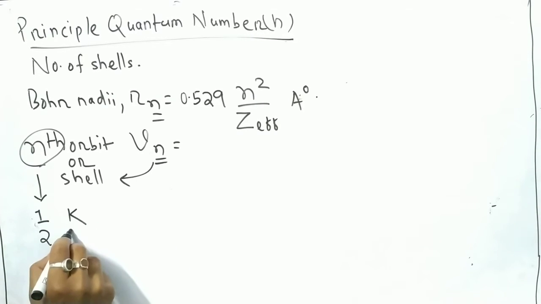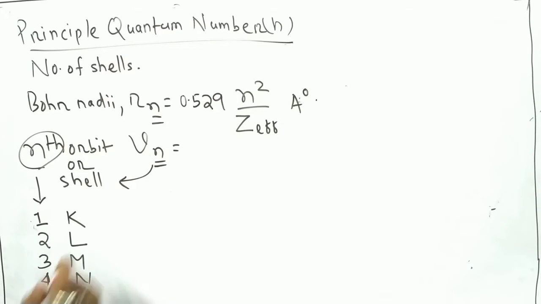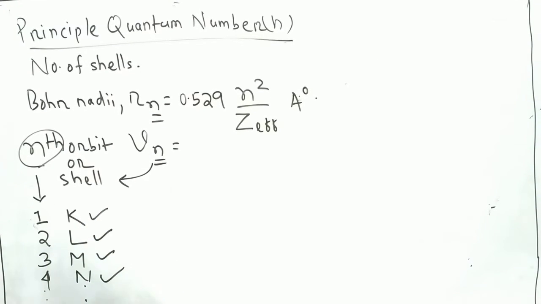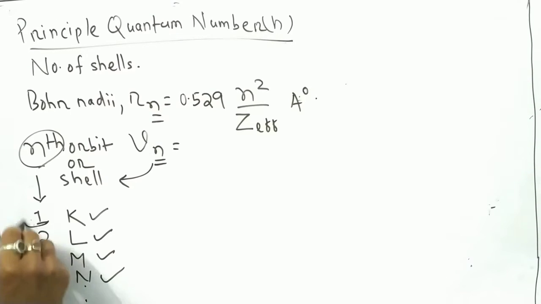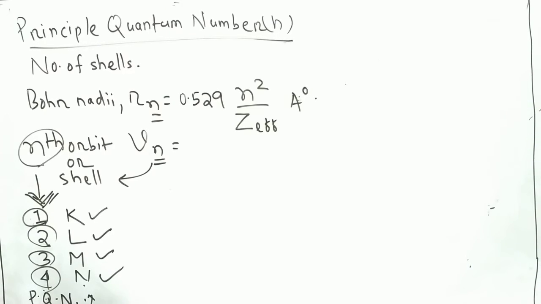For the n value 1, the orbit or shell is K. For n value 2, this is L. For n value 3, this is M. For n value 4, this is N, and consecutively this increases, right? But we study only four orbits or shells, that is K, L, M, N. So therefore we only focus on these four. It is known as the principal quantum number. It represents its respective shells, that is K, L, M, N.